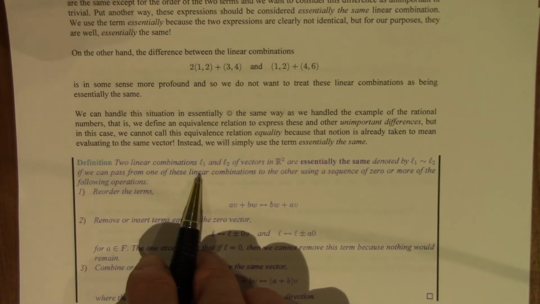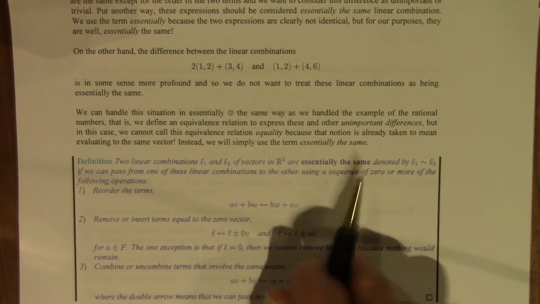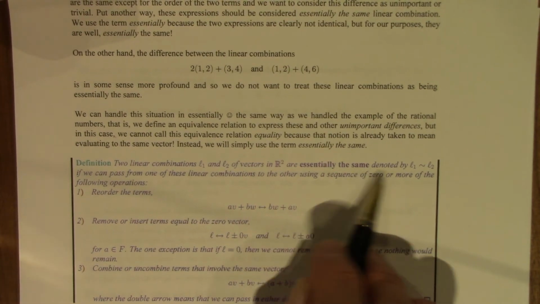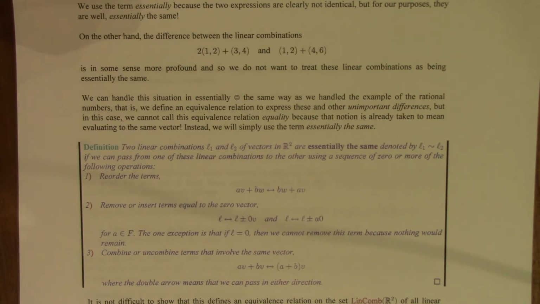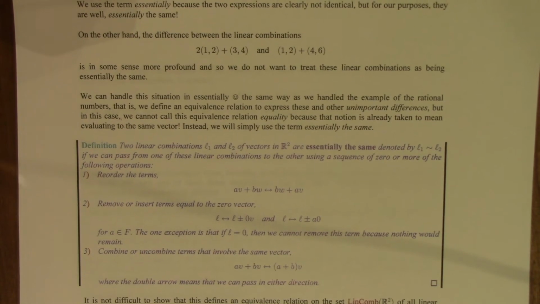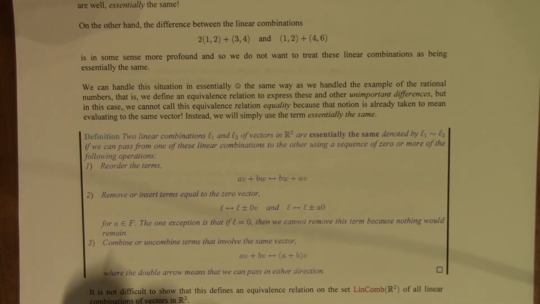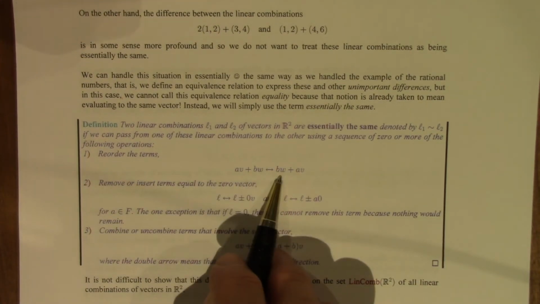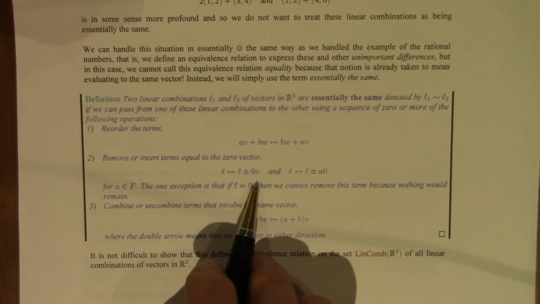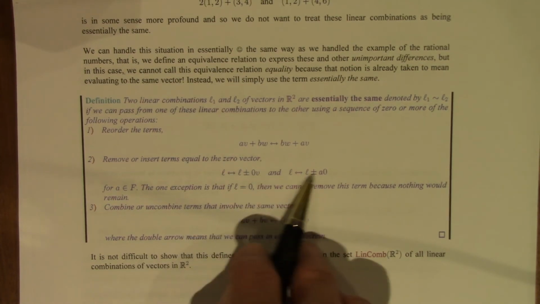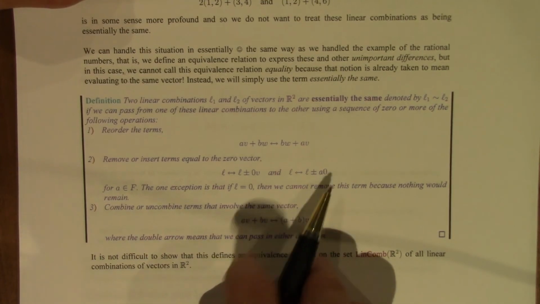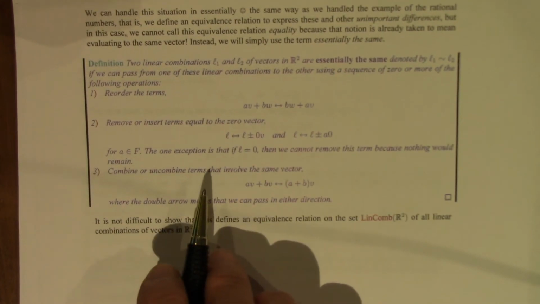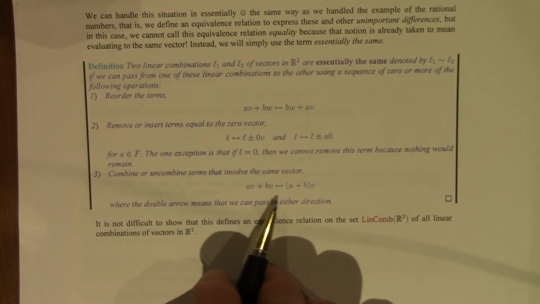Two linear combinations, L1 and L2, of vectors in R2, are essentially the same, and I'll denote that with a tilde, if we can pass from one of these equivalent linear combinations to the other using a sequence of 0 or more of the following operations: reorder the terms, insert or remove 0 terms equal to the 0 vector, an unimportant difference, combine or uncombine terms that involve the same vector.